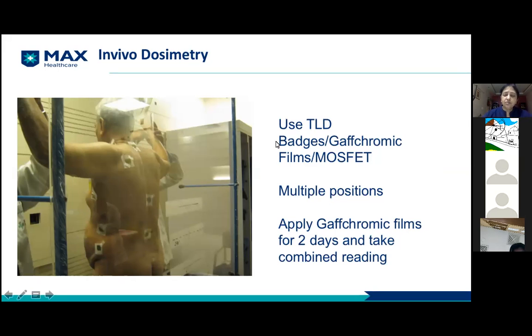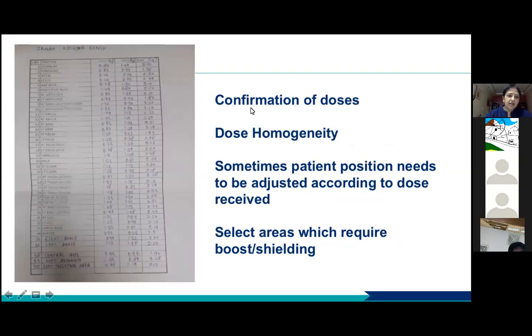So you have to place either TLD badges or Gafchromic films or apply MOSFET at multiple positions, apply them for 2 days, and then take a combined reading to understand what is happening to which area. So this is the kind of picture, this is the kind of in vivo dosimetry, which our physicists share with us.